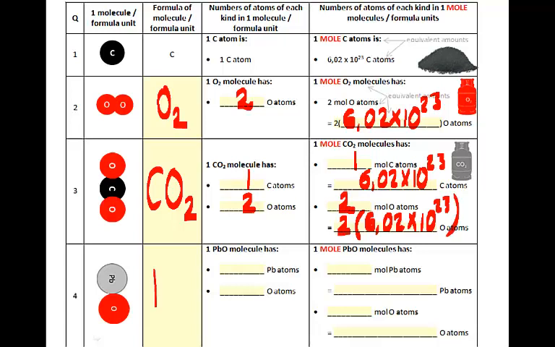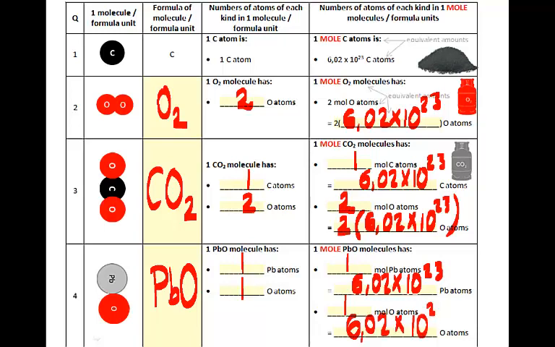Here's a lead oxide molecule, PbO is the formula, and each molecule consists of 1 lead atom and 1 oxygen atom. If we have a mole of lead oxide molecules, we have 1 mole of lead atoms and 1 mole of oxygen atoms. In other words, we have 6,02 times 10 to the power 23 lead atoms and the same number of oxygen atoms. Notice that we always have equivalent values here.